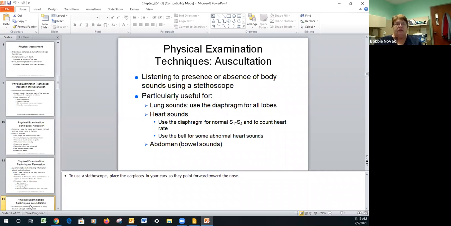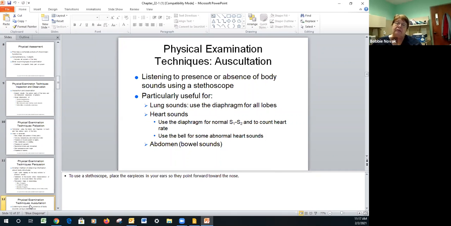Okay, so when we are listening to lungs, we want to listen to all the lobes. Remember, you have 2 lobes on the left and 3 lobes on the right. So you want to listen to all the lobes. When you're listening to the heart, you want to listen to all the areas where you can hear the different valves in the heart to make sure they're all functioning correctly.